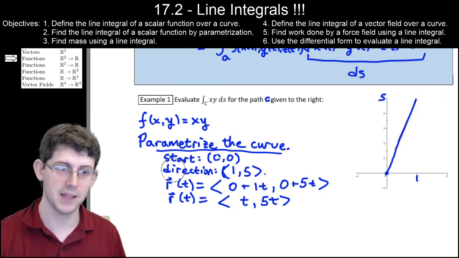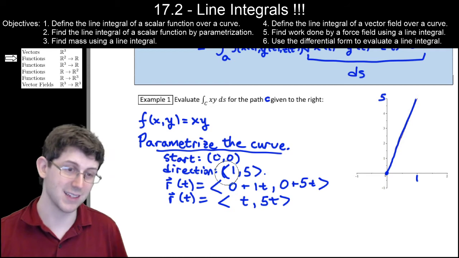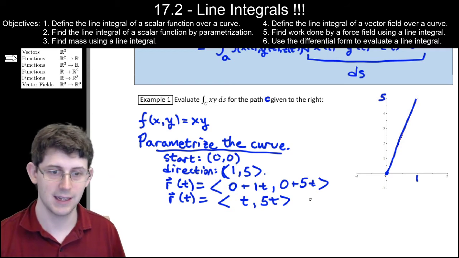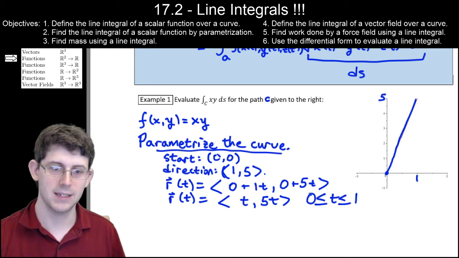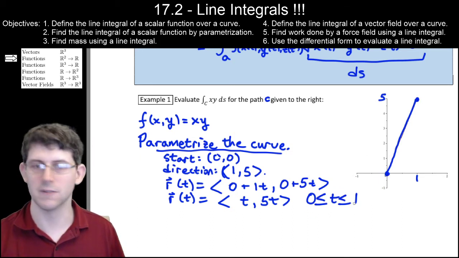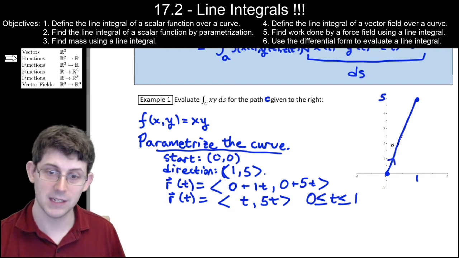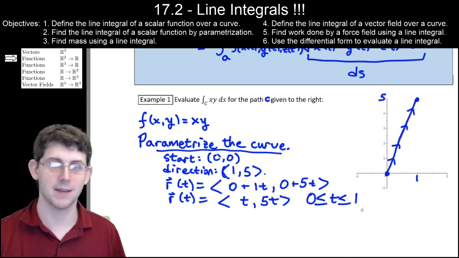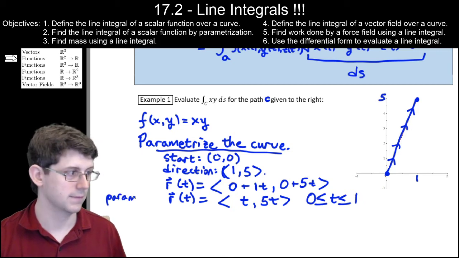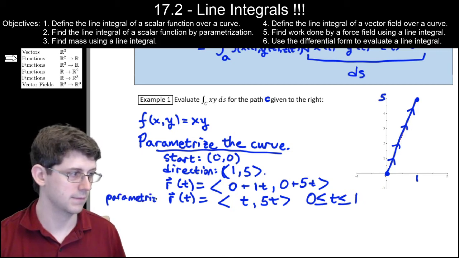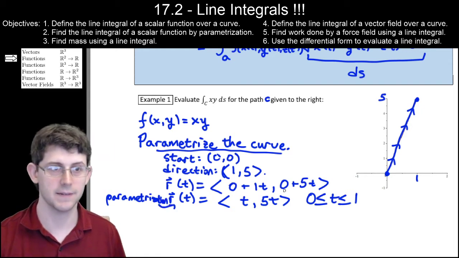The reason I really like this plan for parameterizing line segments is that the bounds are from 0 to 1. t equals 0 is the start point. t equals 1 is the end point. We just go from 0 to 1. My parameterization walked this way along the line segment. So this is my parameterization.